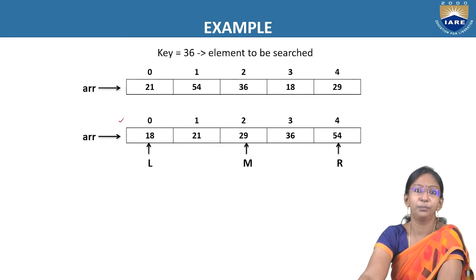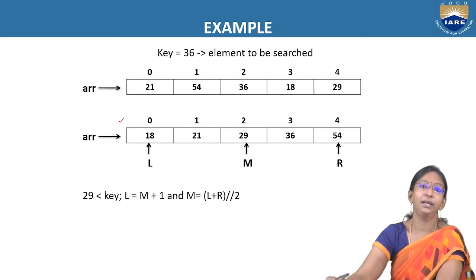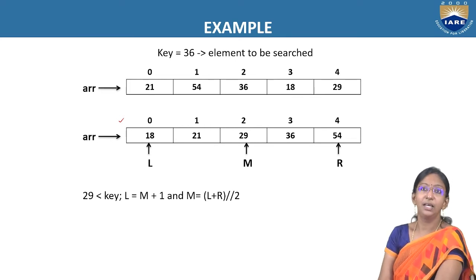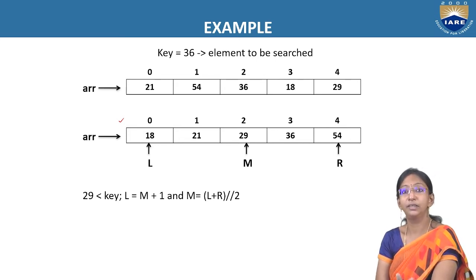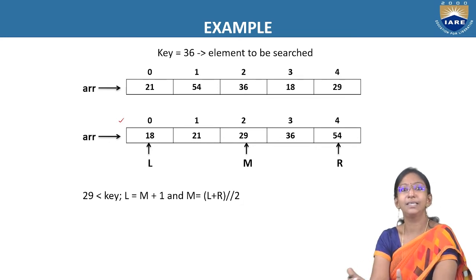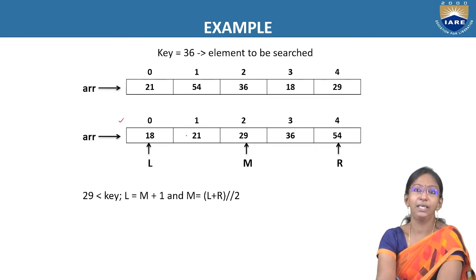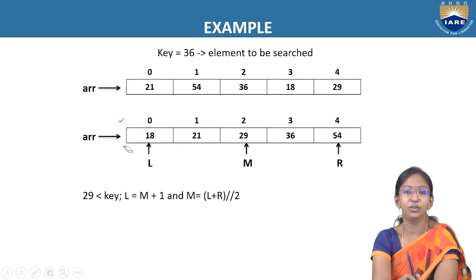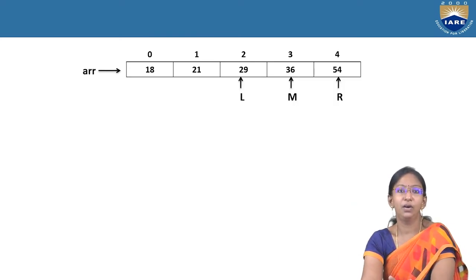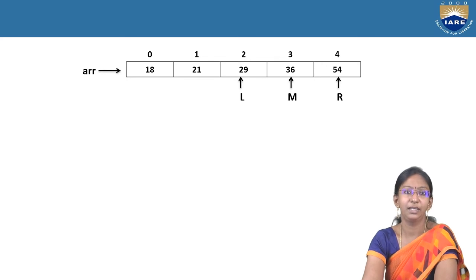Compare the element pointed by the mid with the key value. The comparison says that the key value is greater than the mid value. As the key value is greater than the mid value, you obviously know that it is on the right side of M. We can clearly forget about the left side. That is, at every iteration, half of the list will be shrunk. So now again reposition left, right and mid.